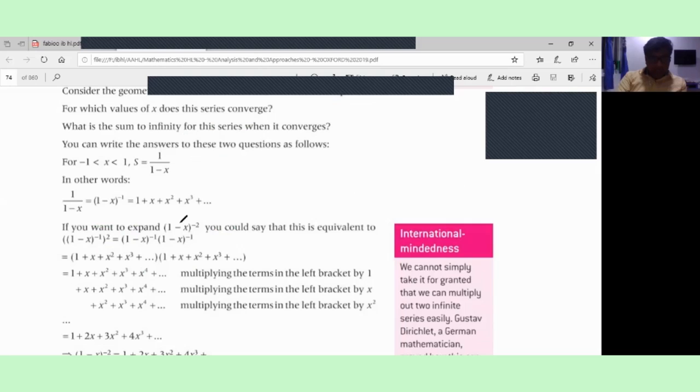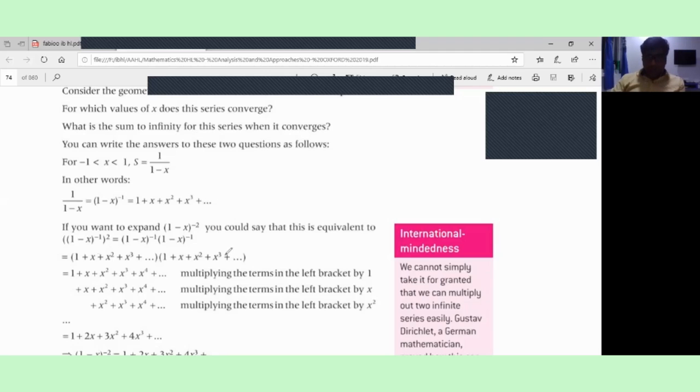See the next part. See the way they have found 1 minus x raised to minus 2. It's interesting. So 1 minus x raised to minus 2 can be written as 1 minus x raised to minus 1, the whole square. So they have written it this way, 1 minus x raised to minus 1, which is very simple. You already know: 1 plus x plus x square plus x cube plus x 4 goes on and on.